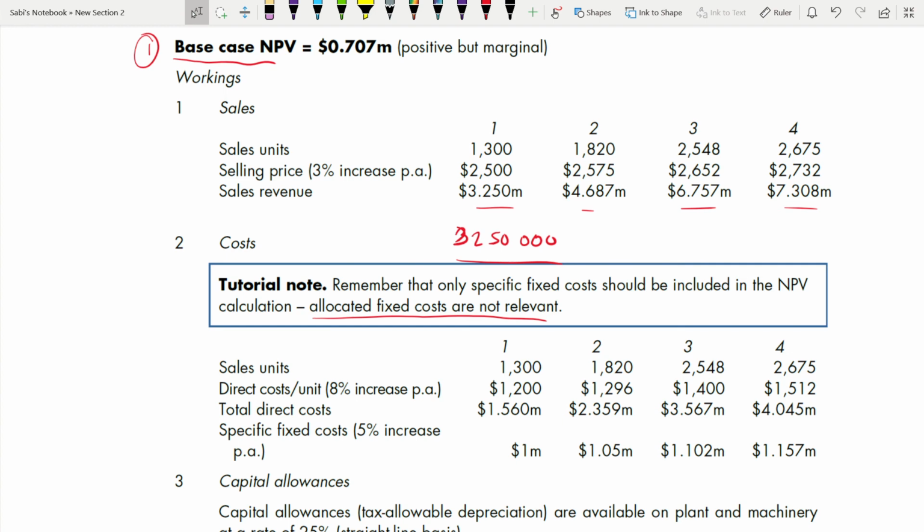Okay. Because that fixed cost exists only if you go for that investment. That means when you calculate net present value, only that specific fixed cost for that investment will go. Centrally allocated overhead fixed cost, whether you go for that investment or not, still it will be there. It is unavoidable. You cannot avoid it. That's why it is not relevant. Okay. So coming to the cost.